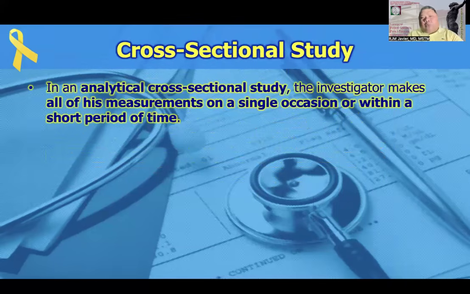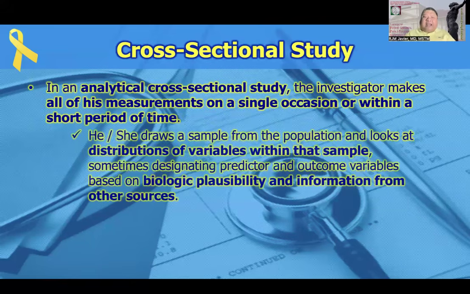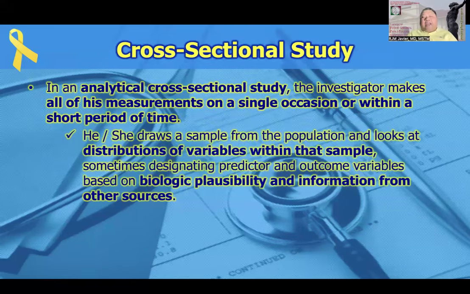In contrast, once you try to link risk factors with possible disease outcomes, then that becomes an analytical study design. You are not only looking into the distribution of variables within a population, but you are looking into what could potentially be predictors or risk factors and outcome variables.